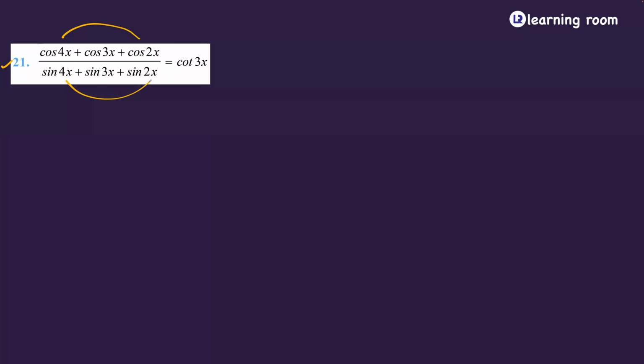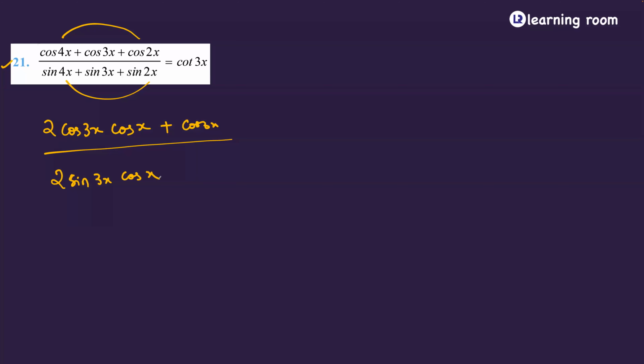So you always combine the first and the last term. cos 4x plus cos 2x is equal to 2 times cos of (4x plus 2x) by 2, which is 3x, into cos of (4x minus 2x) by 2, which is x itself, plus you have cos 3x, the middle term. Similarly, sin 4x plus sin 2x is 2 sin of (4x plus 2x) by 2, 3x, and cos of (4x minus 2x) by 2, which is x. Basically, you get the same angles as above. Plus, sin 3x is left out.